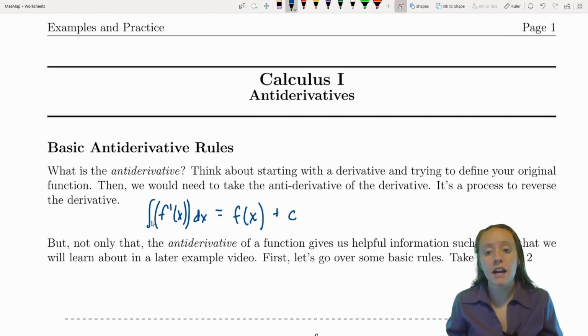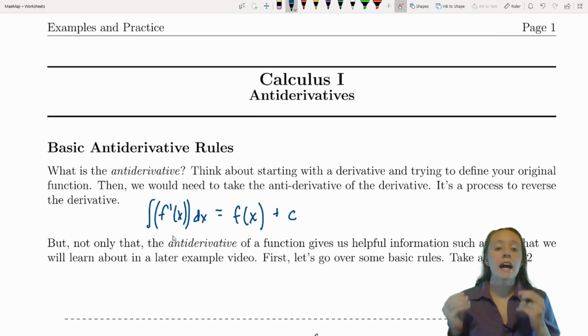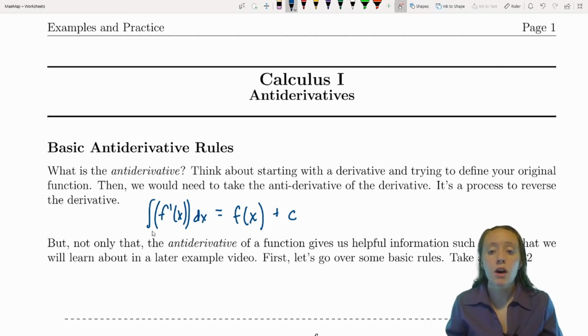So anytime we have this integral, you're going to have plus c with it unless I put bounds on the integral, which we'll get into in a later example video. But bounds essentially means that I'll have some number to some other number along my integral. However, when I don't have those bounds, I need that plus c.